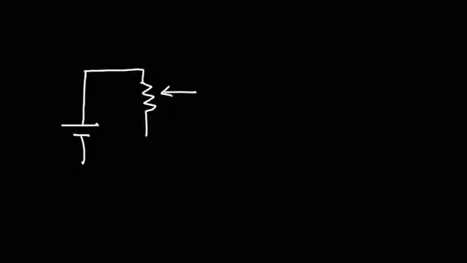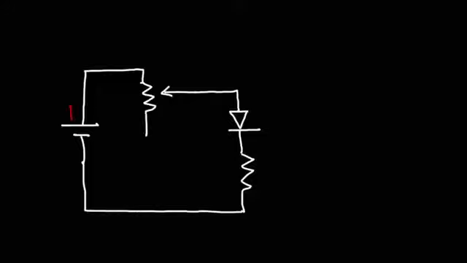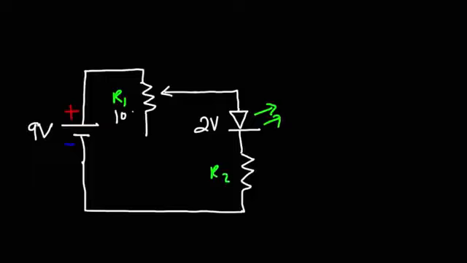So in this example, I'm only going to use 2 of the 3 parts of the potentiometer. So let's use a 9-volt battery. And we're going to use a green LED with a voltage drop of 2 volts. Let's call this R1 and R2. And let's say that R1 is a 10 kilo ohm potentiometer. Let's call this point A, B, and C.